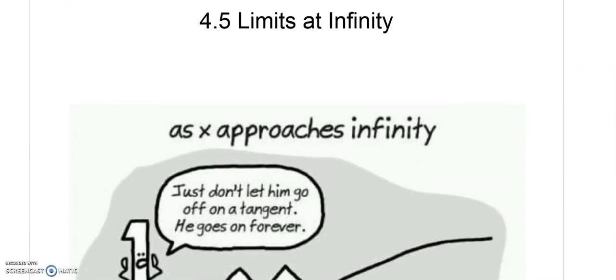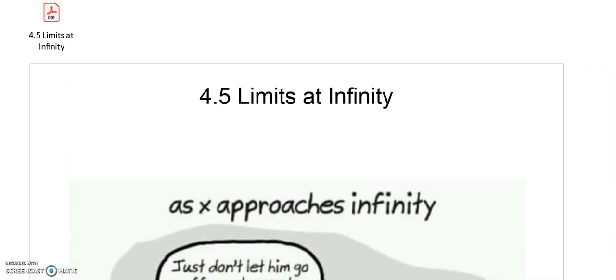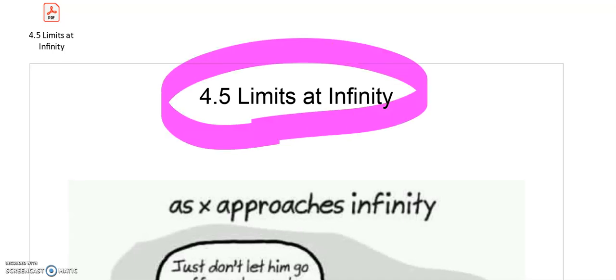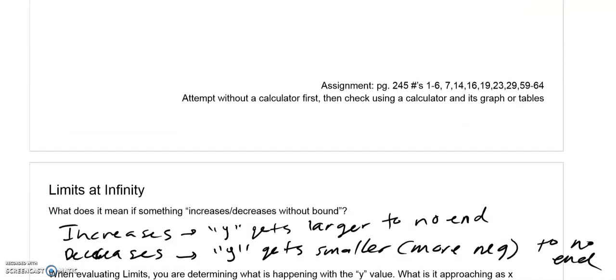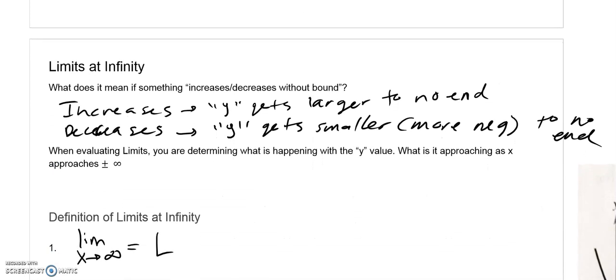All right, in this video, we're going to take a look at limits at infinity and talk about, hey, what does that mean? What does that look like? How do we find the limits as x approaches infinity and negative infinity?